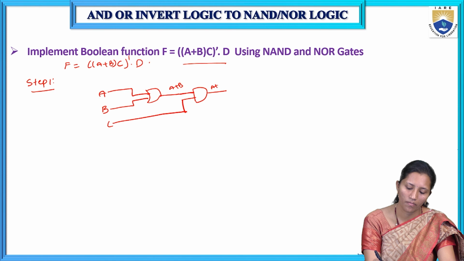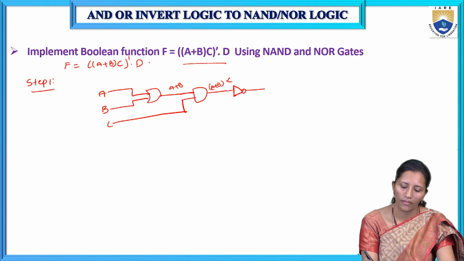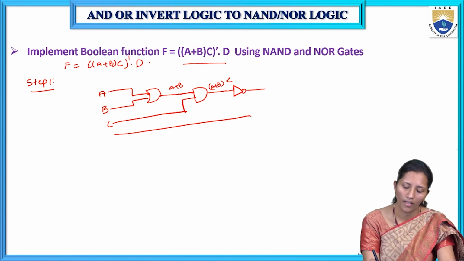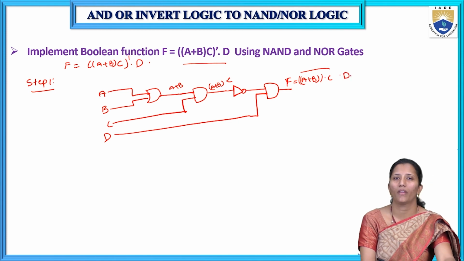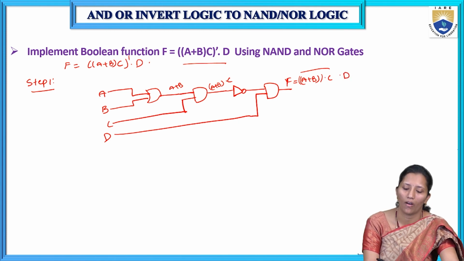Here A plus B is multiplied by C complement, which is the NOT gate, and then we have to multiply that again with one AND gate, D. So finally F is equal to (A plus B) into C complement into D. This we have to realize in terms of NAND and NOR realization.